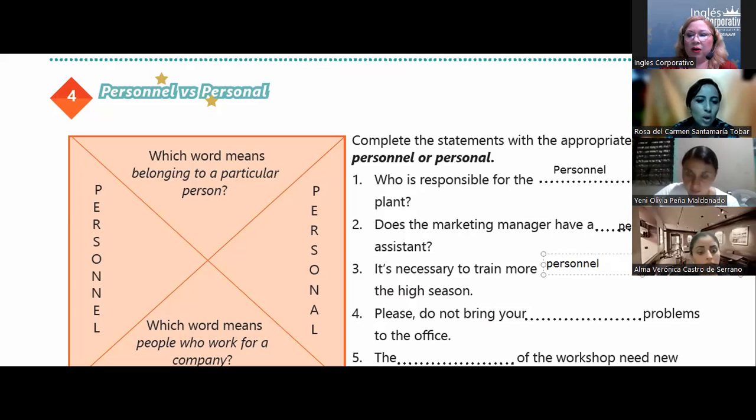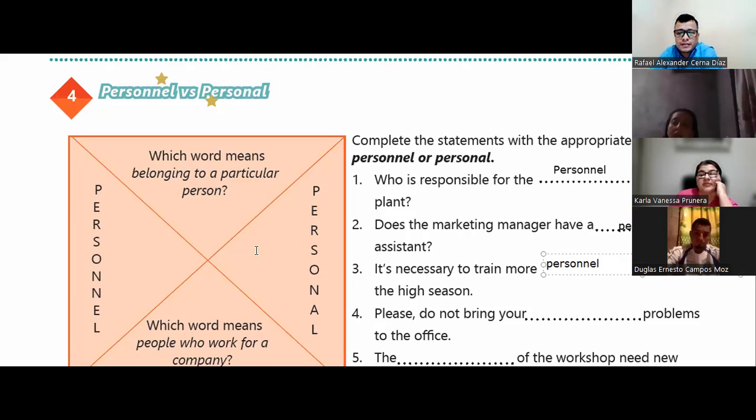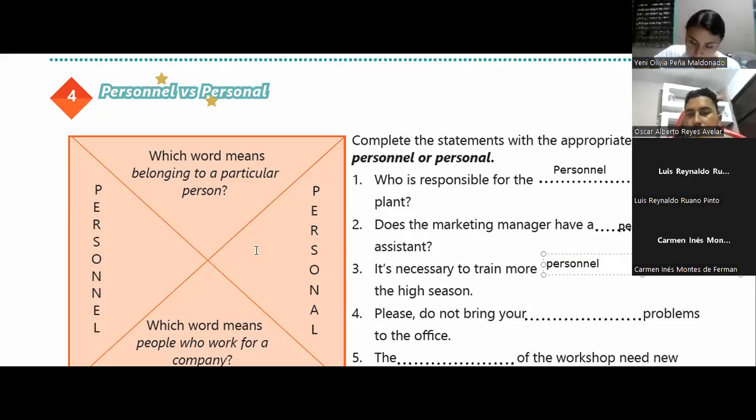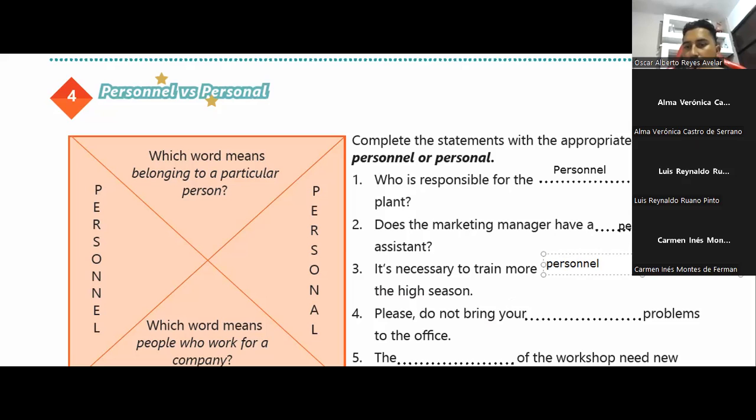Number four. Can you read it completely, please? Please do not bring your personal problems to the office. Excellent. We're going to say the whole sentence, not just the word, okay?